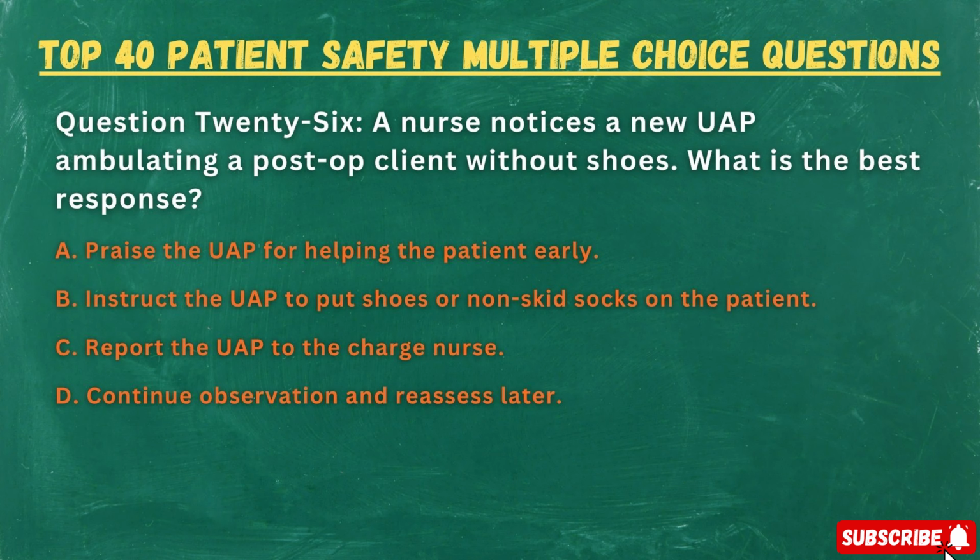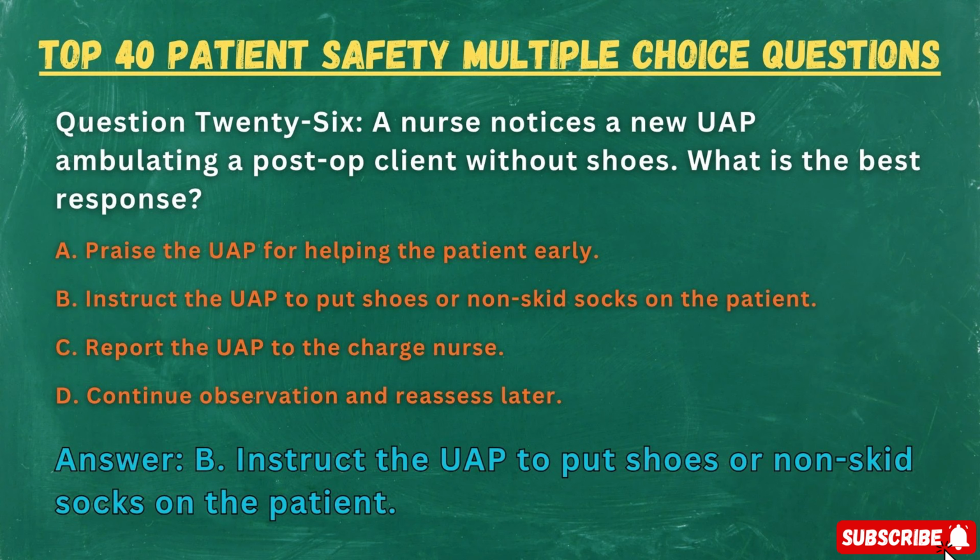Question 26. A nurse notices a new UAP ambulating a post-op client without shoes. What is the best response? A. Praise the UAP for helping the patient early. B. Instruct the UAP to put shoes or non-skid socks on the patient. C. Report the UAP to the charge nurse. D. Continue observation and reassess later. Answer: B. Instruct the UAP to put shoes or non-skid socks on the patient.